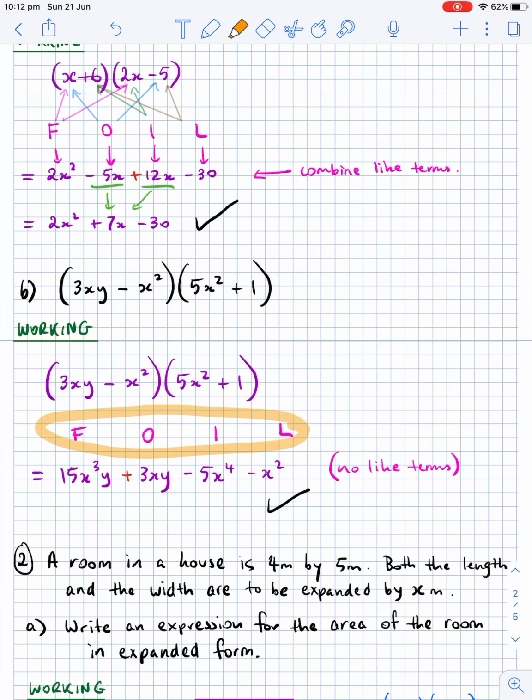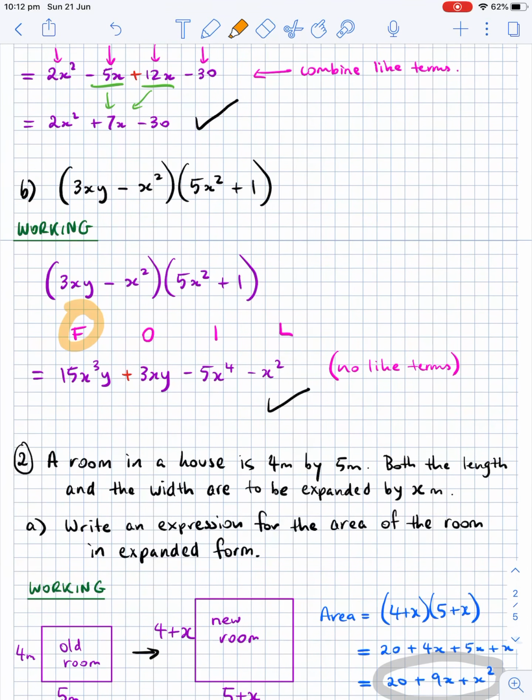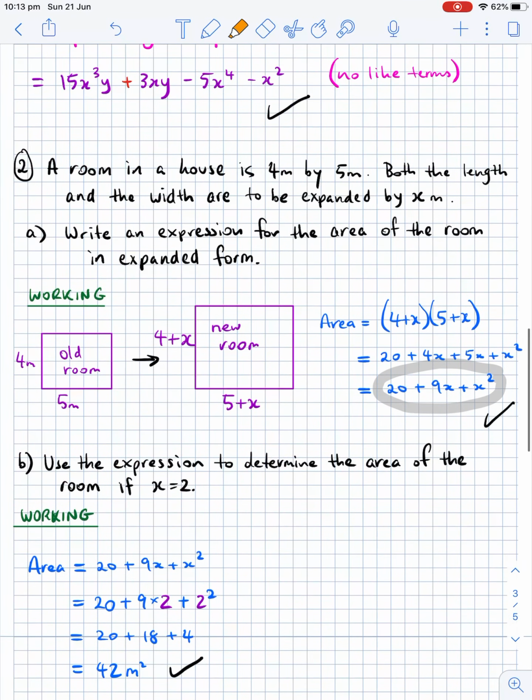So again, we just follow the same method of FOIL. The first terms are going to be this term and this term, which make 15x cubed y. When you multiply, outside terms are 3xy times 1, which is just a positive 3xy. Inside terms, minus x squared times 5x squared gives us minus 5x to the power of 4. And lastly, minus x squared times 1 gives us minus x squared. If you look at these, there are no like terms, so that is your final answer in expanded form.